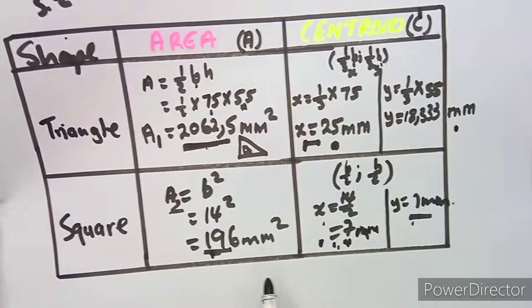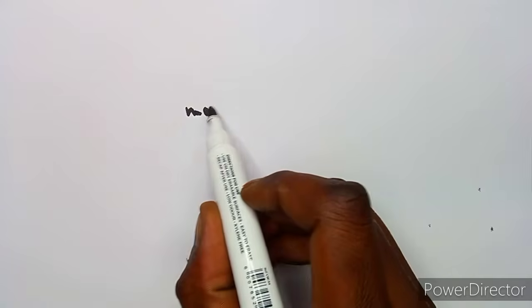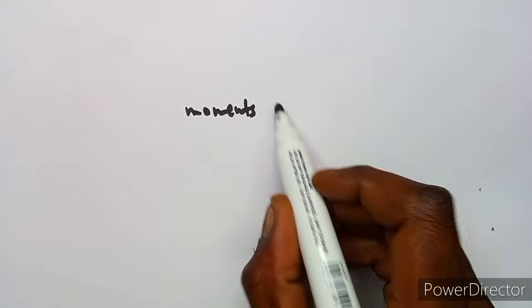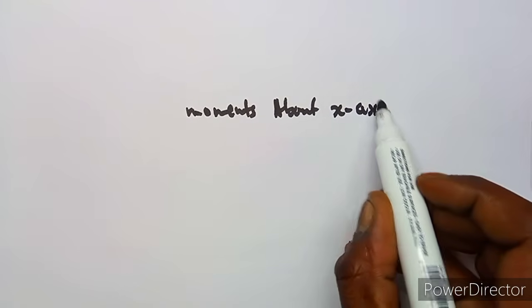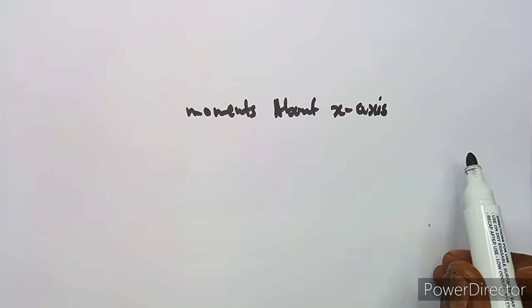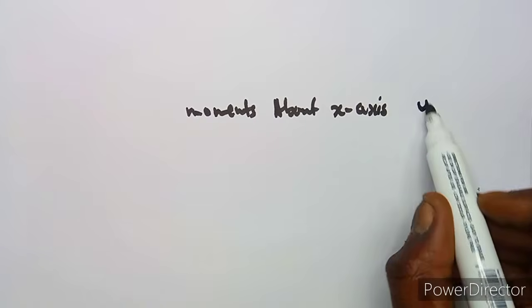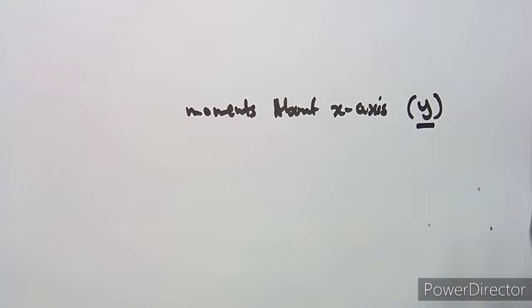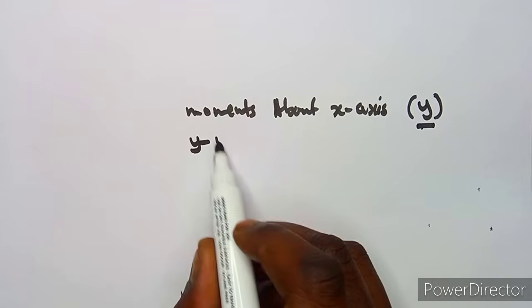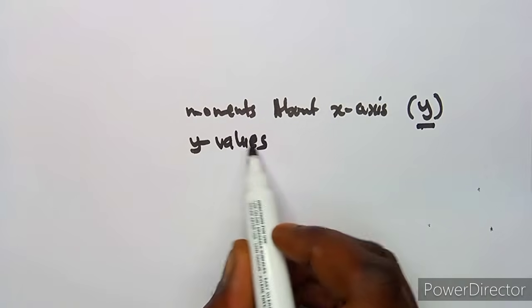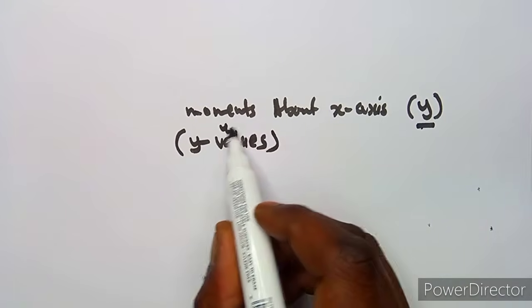So if we are to take moments, we are going to say, let's start with moments about the x-axis. If you are referring to moment about x-axis, which means you are going to calculate the value of what? Of y. But take note, these are moments about the x-axis, so you're going to calculate the value of y. You use y values for that. You're going to use y values.